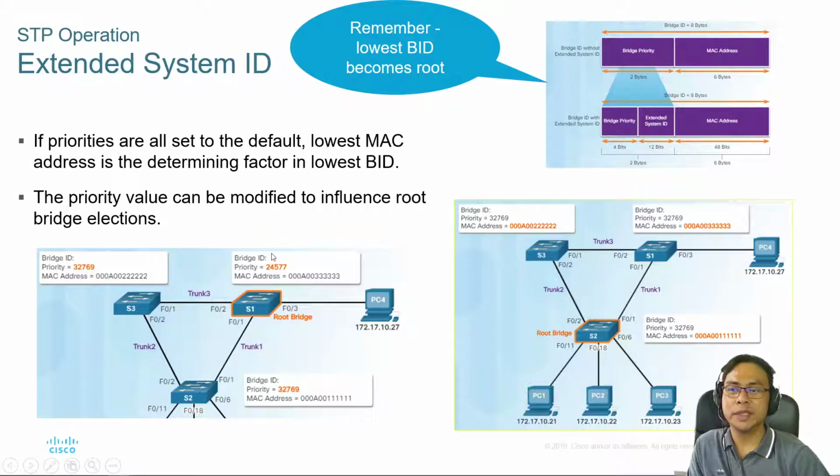So we also have the extended system ID. If priorities are all set to default, as it says here, lowest MAC address is the determining factor in the lowest bridge ID. I already mentioned that earlier. Okay?